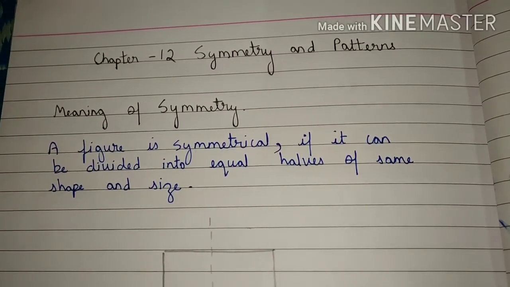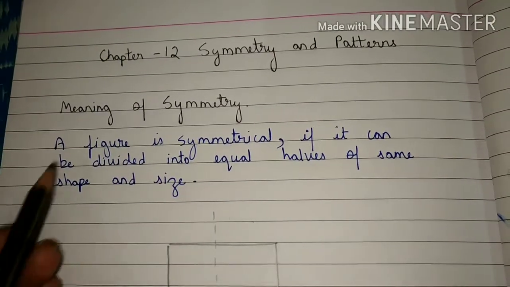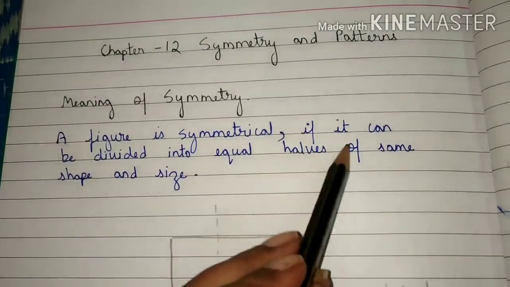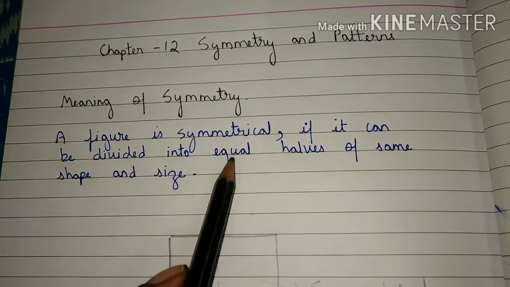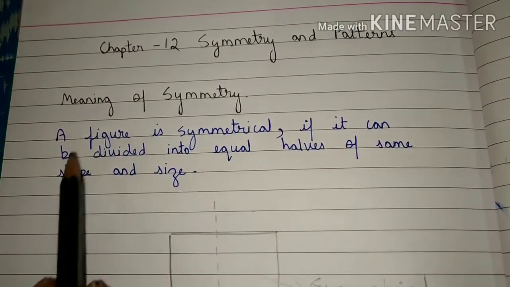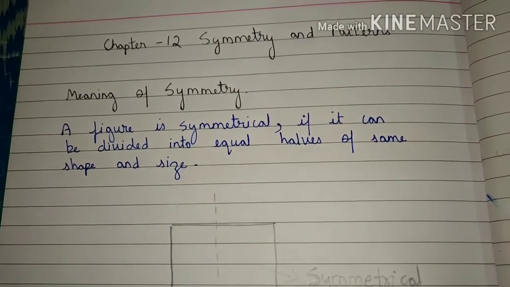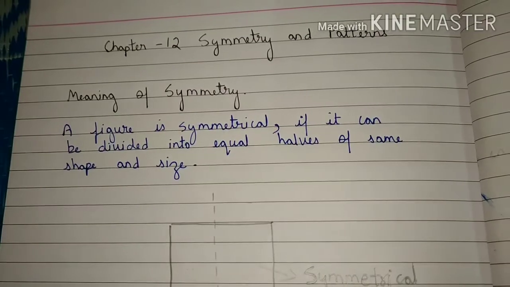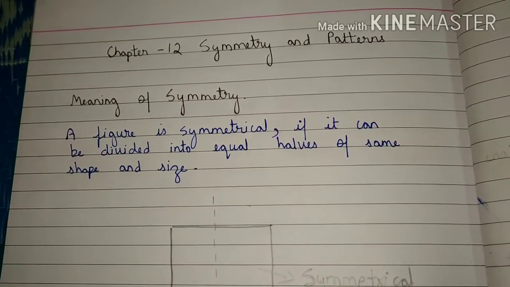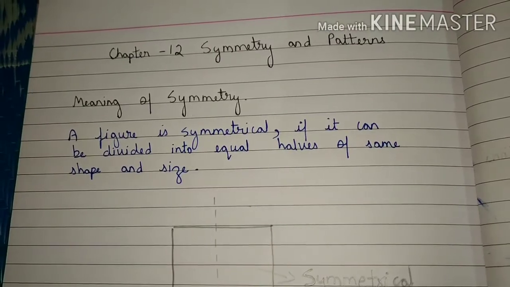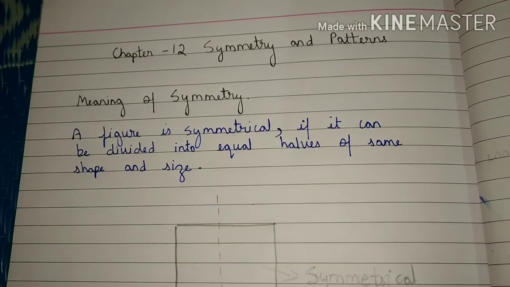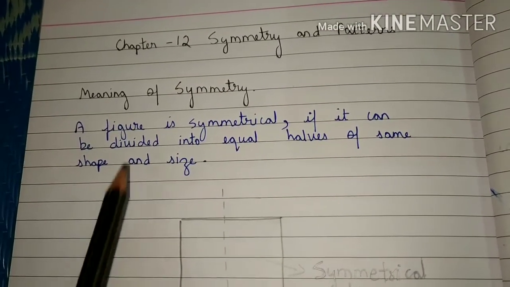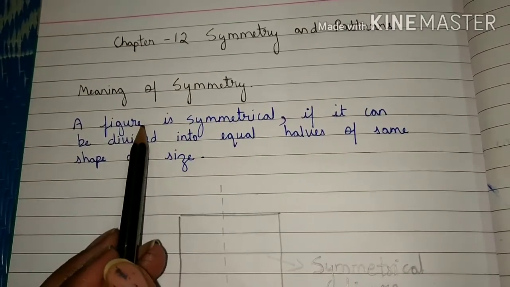Students, let us understand the concept of symmetry. Here's the meaning of symmetry. A figure is symmetrical if it can be divided into equal halves of same shape and size. It means a figure is said to be a symmetrical figure if it can be divided into two equal parts and also the shape and size of one part is exactly similar to the shape and size of the other part. So students, this type of figure is known as symmetrical figure.